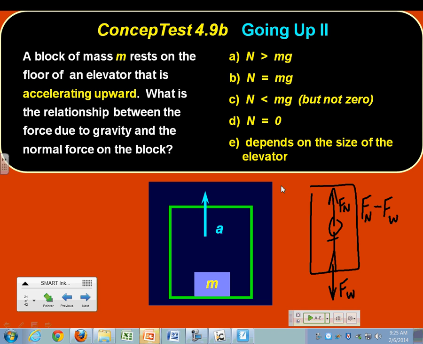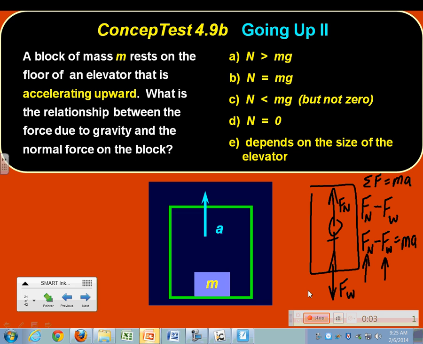And we said that that net force, which is what we've done here, by Newton's second law, which is the law of acceleration, is equal to mass times acceleration. All right, so what we're saying here is that the normal force minus the force weight is equal to the mass times the acceleration. All right, so now I want to know how does the normal force compare to the weight? Why don't y'all try this one more time?